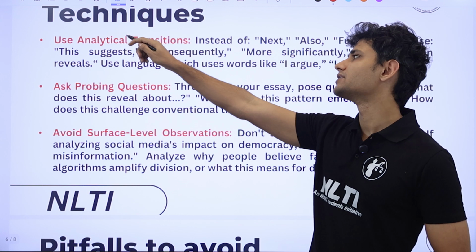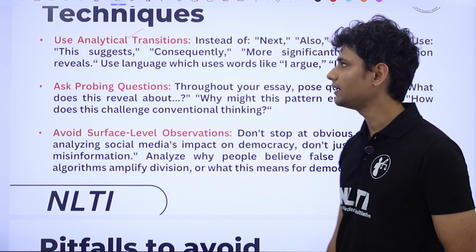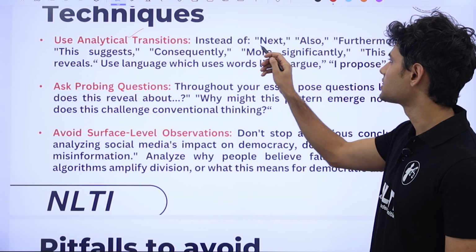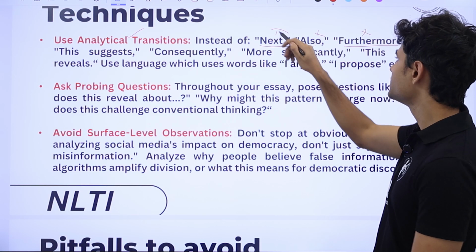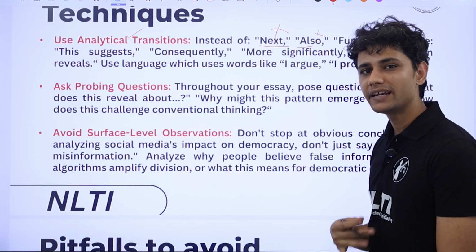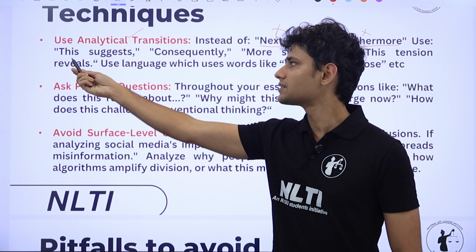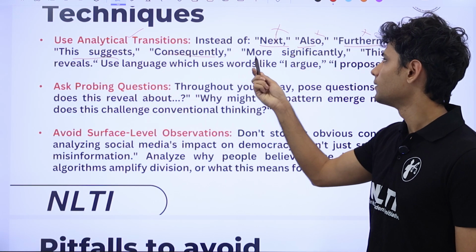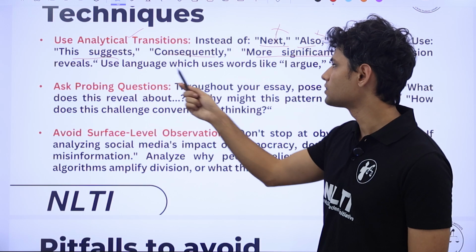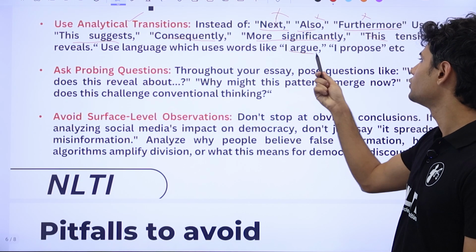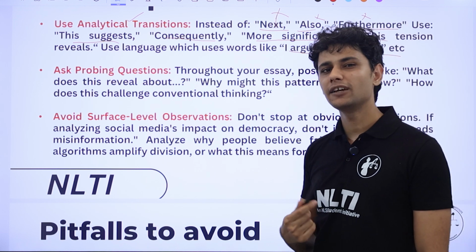Use analytical transitions. Even if you're writing a descriptive essay, even if you think it's becoming descriptive, at least try to use words, instead of words like next, also, furthermore, avoid these words. Because these words, even if you write a good essay, make it look as if it's a descriptive essay. So instead use something like this suggests, consequently, more significantly, or this tension reveals, or use language like I argue, I propose. Focus on these kinds of words because they have an analytical flavor to them.